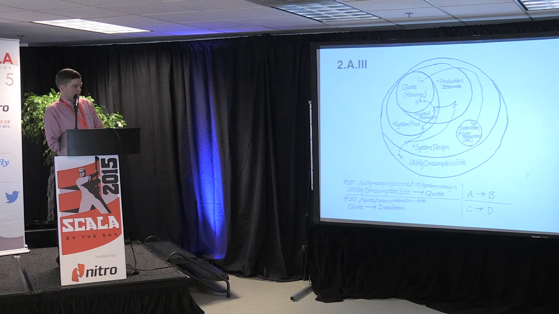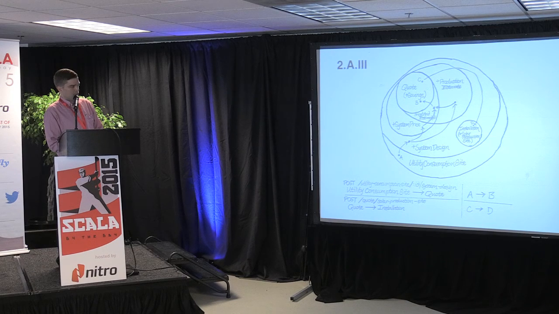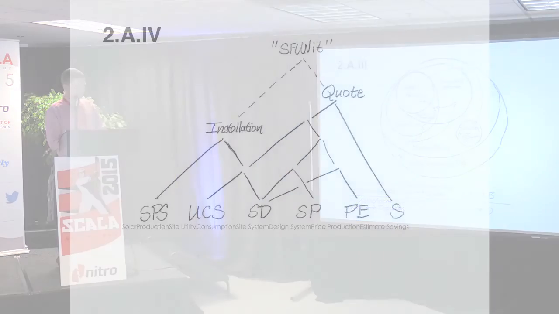The first route on the bottom there is from point A to point B, adding a system design to a utility consumption site, and then calculating the quote result, which can happen in one of two orders. We have an opportunity for parallelism. Then another one is a post of a solar production site to a quote to actually turn it into an installation. I've omitted the part where people pay us money because it's complicated. So this is a simple version of what's really going on.